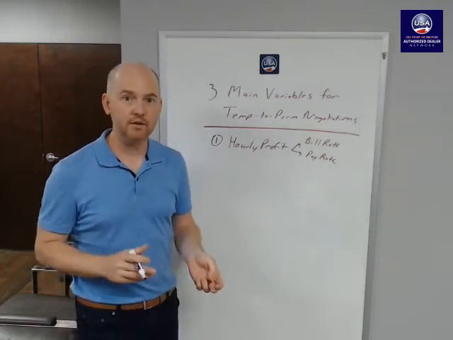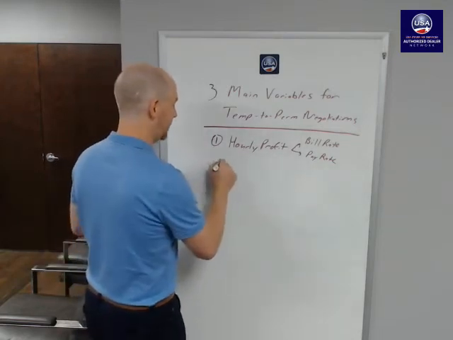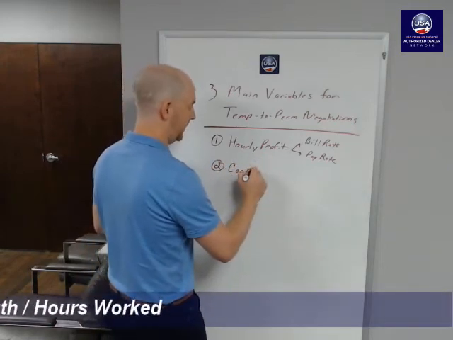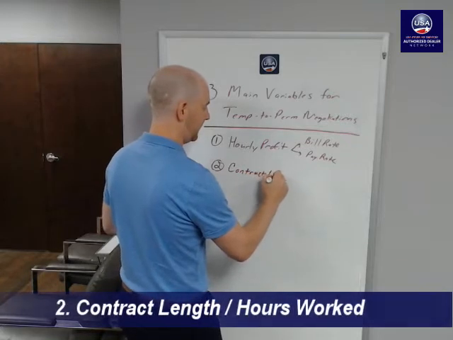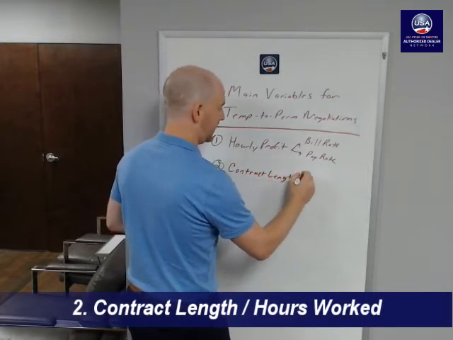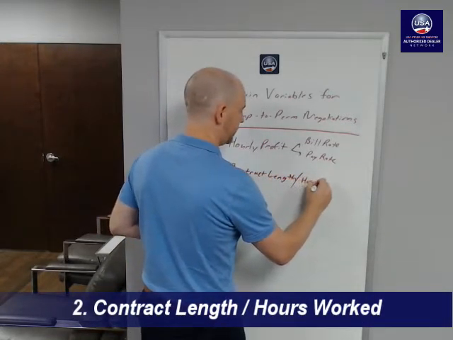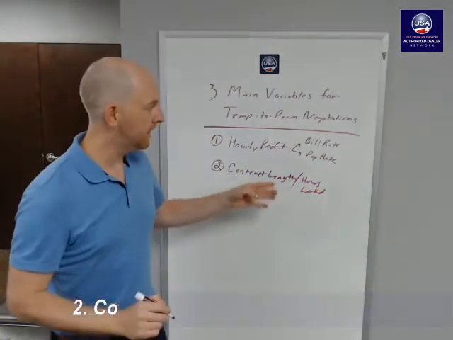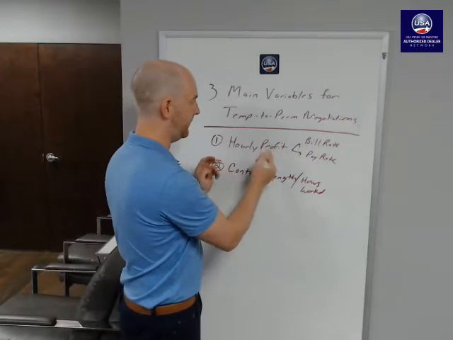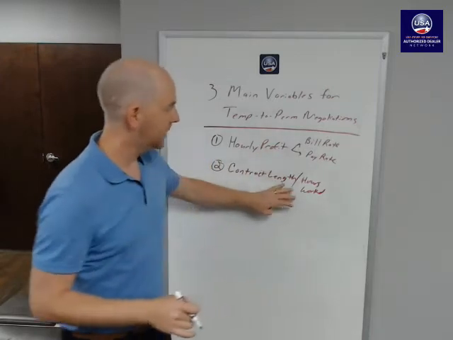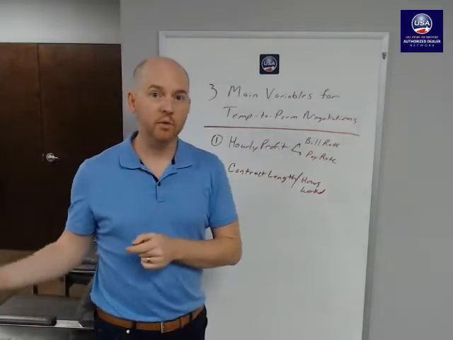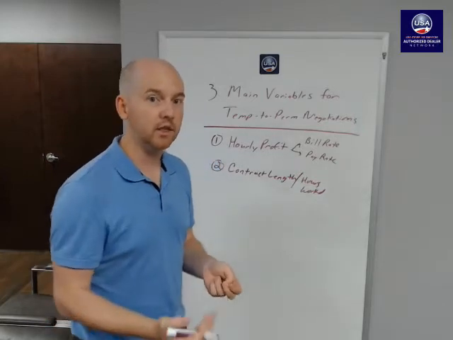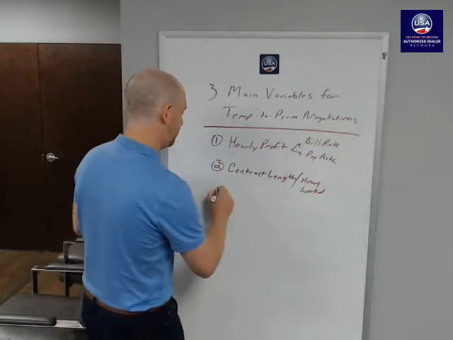The second is the contract length, or hours worked. So the second variable is that you're going to know how much you make for every hour, and then you're going to determine how many hours have been worked to determine the value of your candidate, which ultimately leads to the third piece, which is the buyout fee.